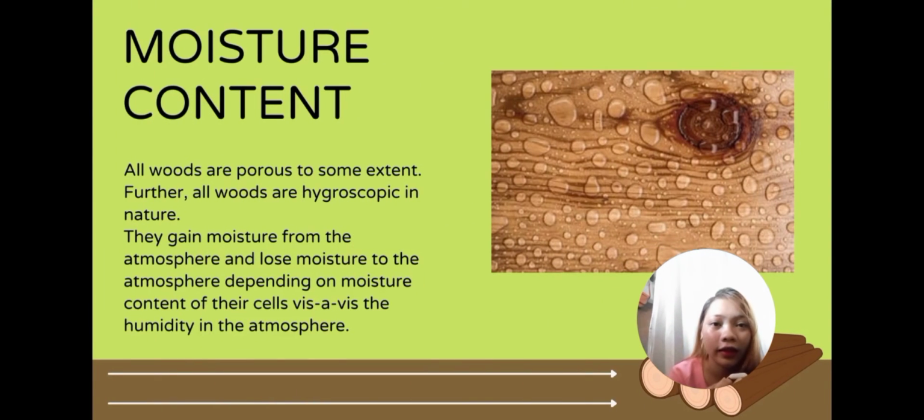Moisture content. All woods are porous to some extent. Further, all woods are hygroscopic in nature. They gain moisture from the atmosphere and lose moisture to the atmosphere, depending on the moisture content of their cells vis-a-vis the humidity in the atmosphere.